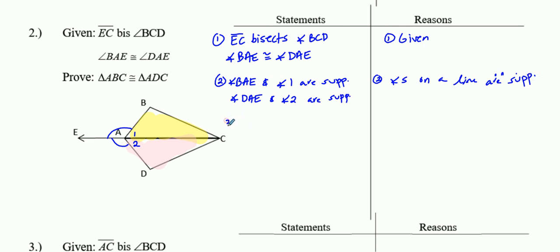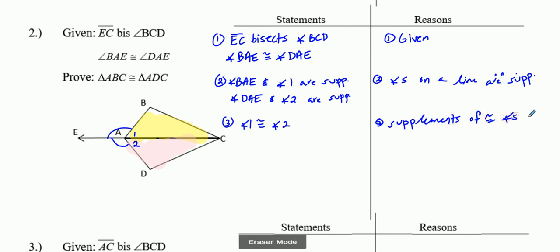Good. Now in step 3, I'm able to say that angle 1 and angle 2 are congruent. And that's because supplements of congruent angles are congruent. And we'll go ahead and mark that in our picture. And that's a pair of angles toward one of our triangle congruence theorems.